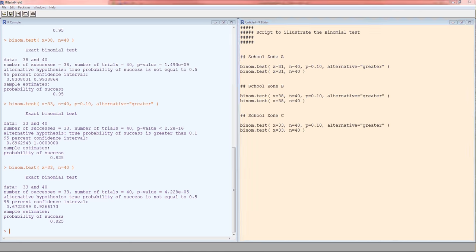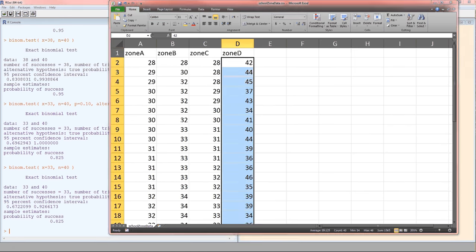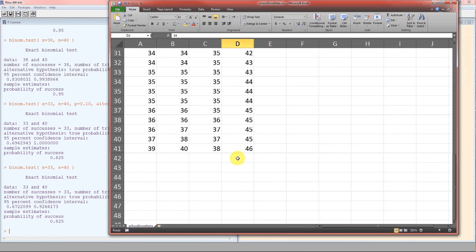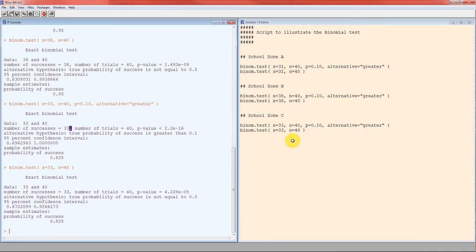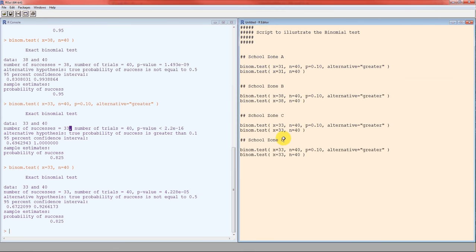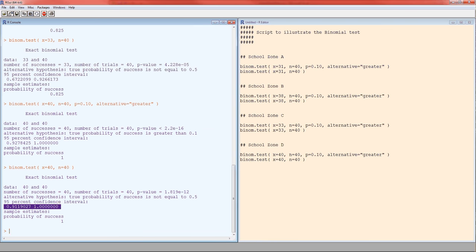And you know what? While we're here, might as well do school zone D. Again, sort. I'm not seeing anybody not violating the law. That makes this a little bit easier to calculate. So school zone D. X is 40. Boom. P-value less than alpha. Reject the null hypothesis. Conclude that the true proportion of drivers that violate the law here is greater than 10%. Run the second line. We're 95% confident that the true proportion is somewhere between 91.1%, I'm sorry, 91.2%, and 100%.